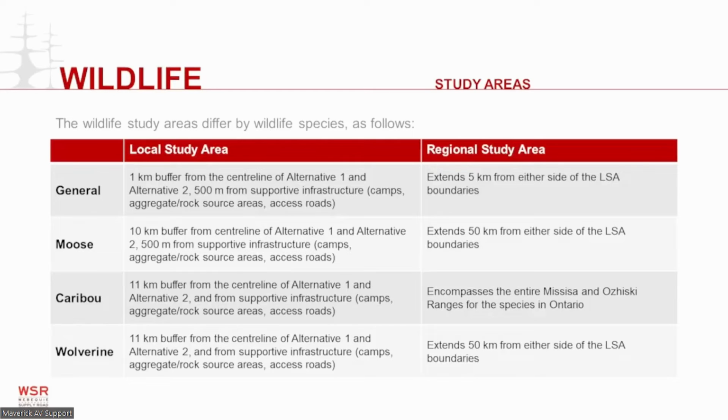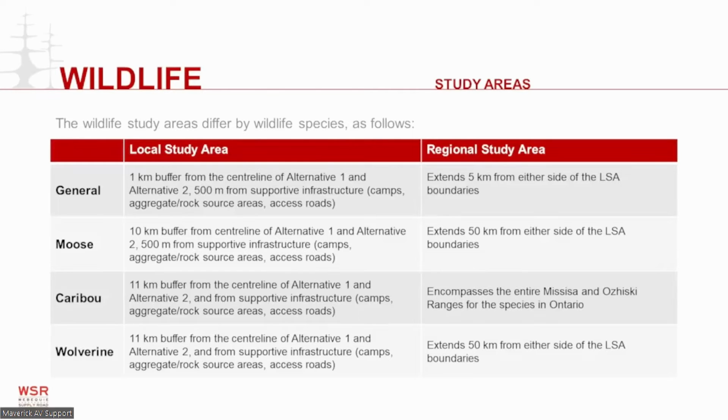And then the regional study area, the general regional study area, extends 5 kilometers on either side of the local study area boundaries. If we look at moose, for example, that has a different local study area. In that case, it's 10 kilometers from the center line of the alternatives, 500 meters from supportive infrastructure, but the regional study area extends 50 kilometers from either side of the local study area boundaries.